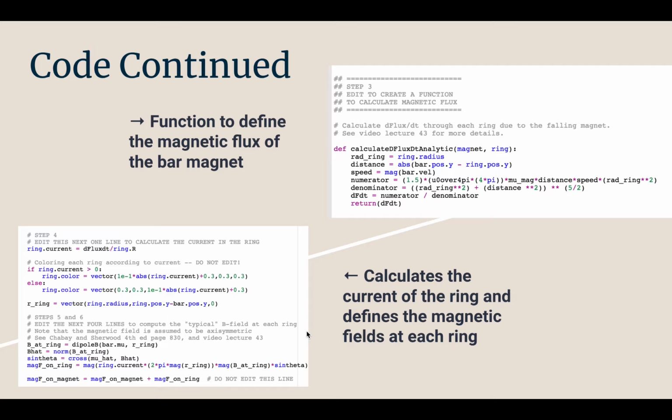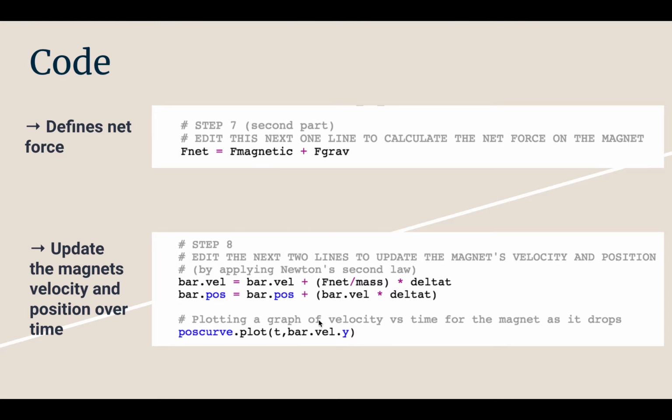In this part of my code, I created a function to define the magnetic flux of the bar magnet, which is shown here. And then in these steps, I wrote code to calculate the current of the ring and then define the magnetic field at each of the rings. This line of code adds the magnetic and gravitational force in order to define the net force on the magnet, and then this line of code below updates the velocity and the position of the magnets over time.